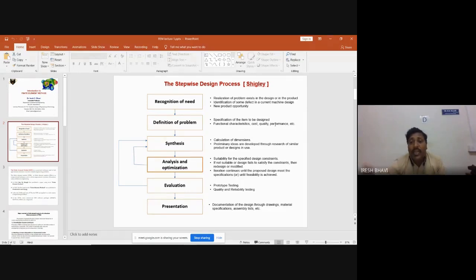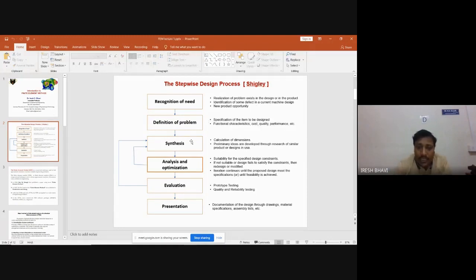Then later its functional characteristics are also mentioned. For example, I told, it should be easy to hold in the hands, it should be freely flowing while writing, the ink should be waterproof, and it should be cheaper in cost. That is also very important. And quality means, if you are using it in an examination, it should be reliable. It should not fail during the examination, and its performance also should be very good. These are the things which you will be taking into account in the second stage.